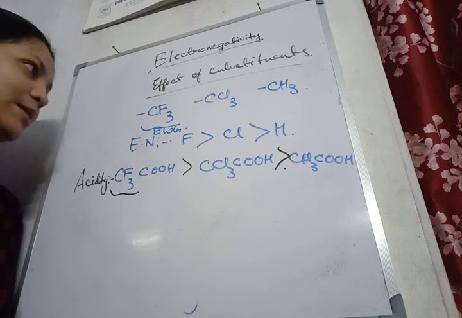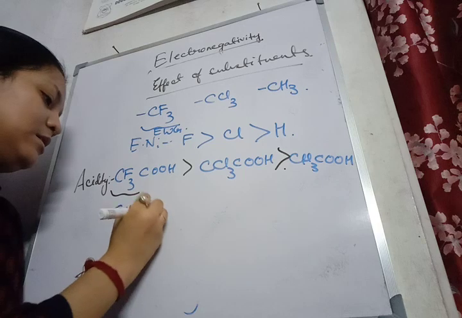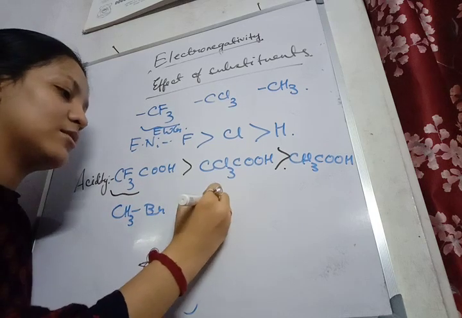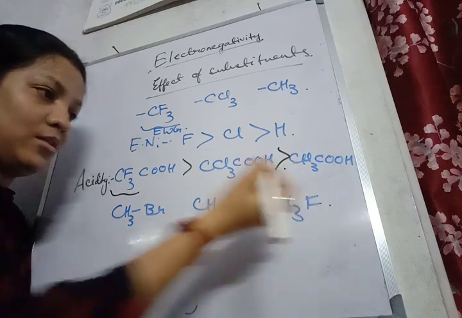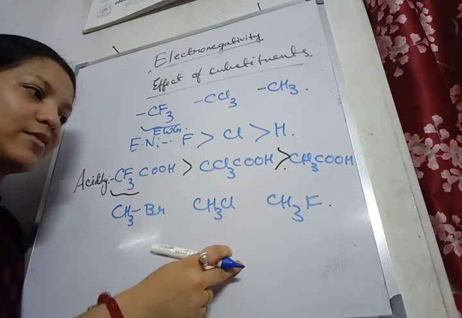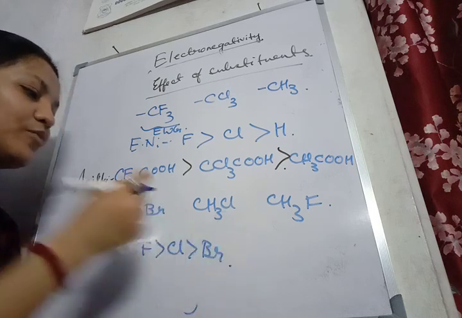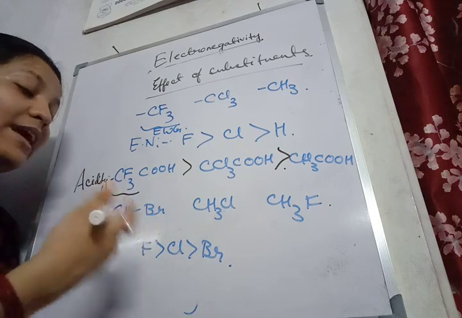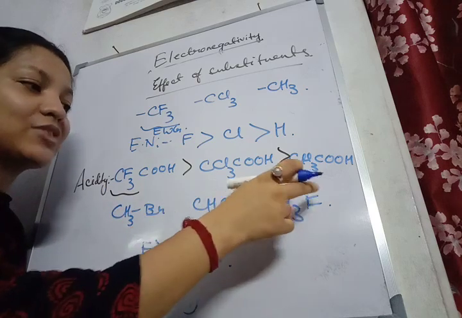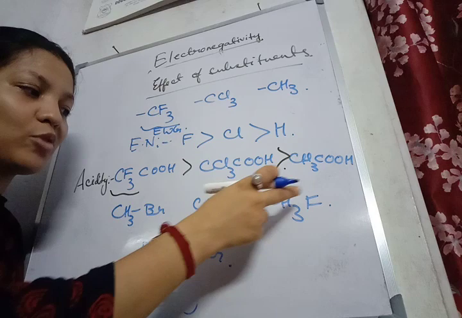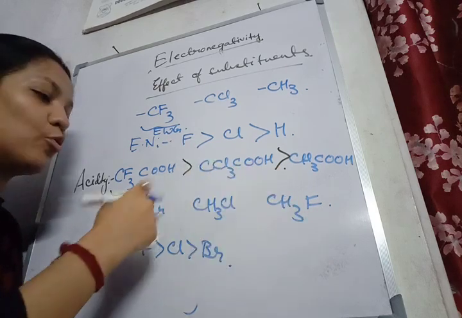And if I take another example, where we are talking only about the substituent, like CH3Br, then CH3Cl, then CH3F. Here we know the order of electronegativity: F greater than Cl greater than Br. We know that the higher the electronegativity, the higher the electron attracting power. As a result, F will attract the electrons more strongly in this covalent bond. Cl's attracting power will be lesser than F but more than Br.